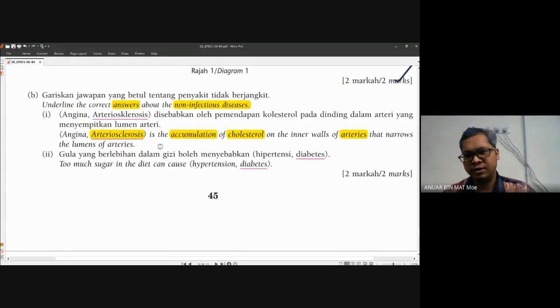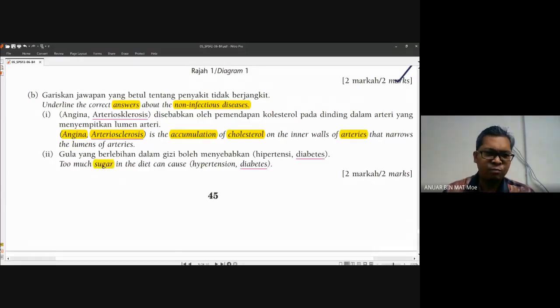How do you want to say this? You may want to get more information about this type of disease by searching on the internet: arteriosclerosis, the narrowing of the blood vessels. Angina has something to do with heart disease actually, but it is too advanced, I think. Never mind. So you just underline arteriosclerosis. And then question number 2.